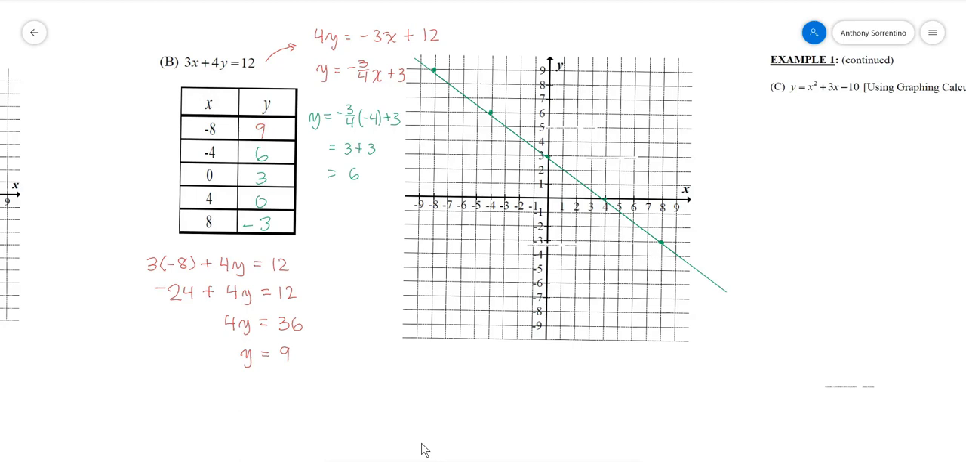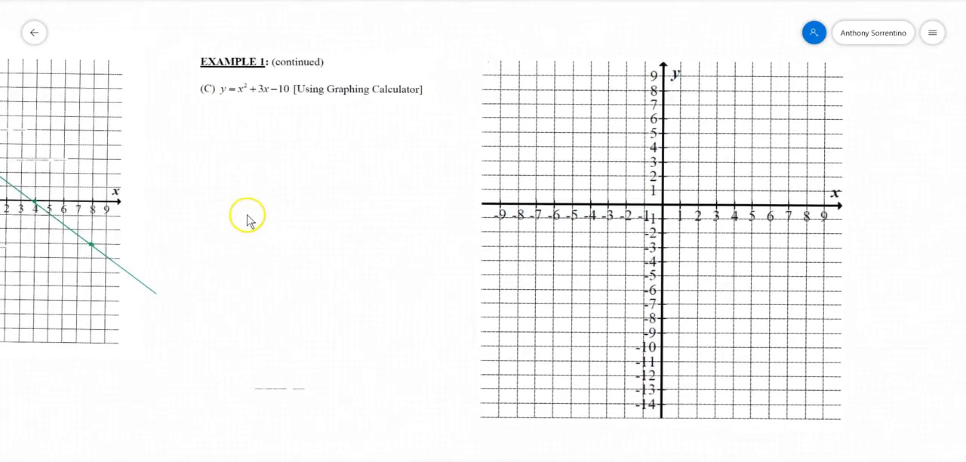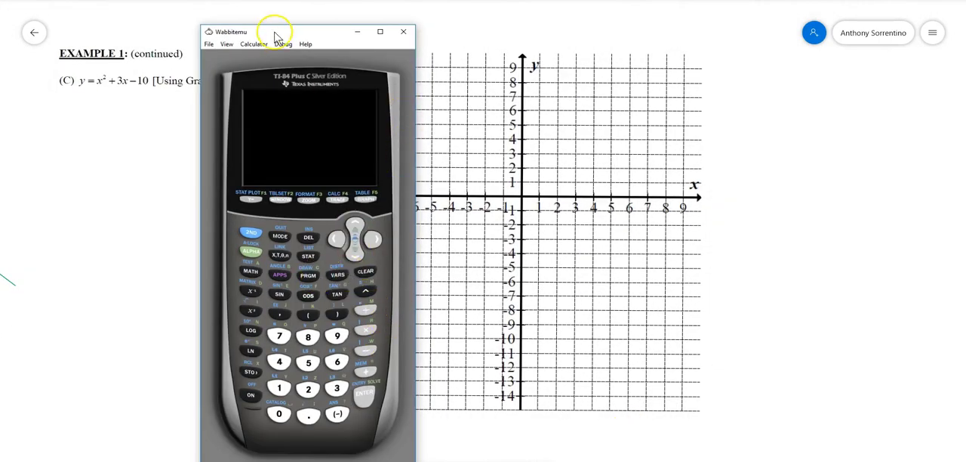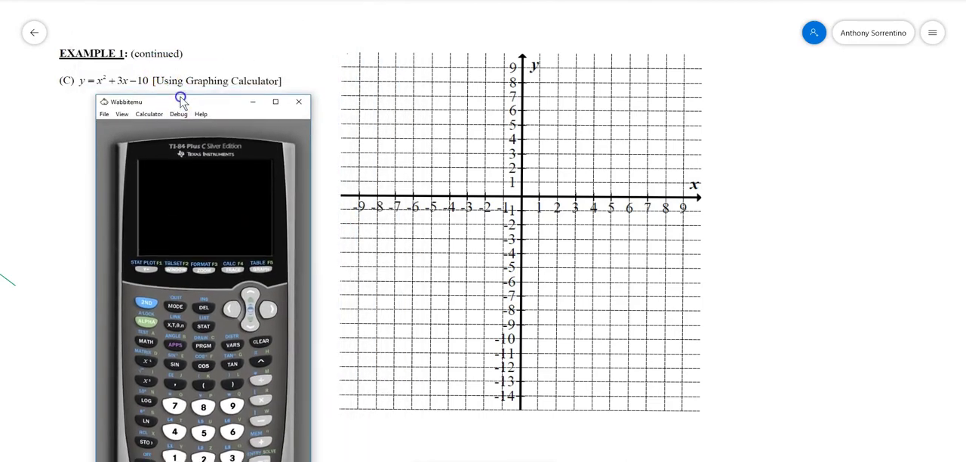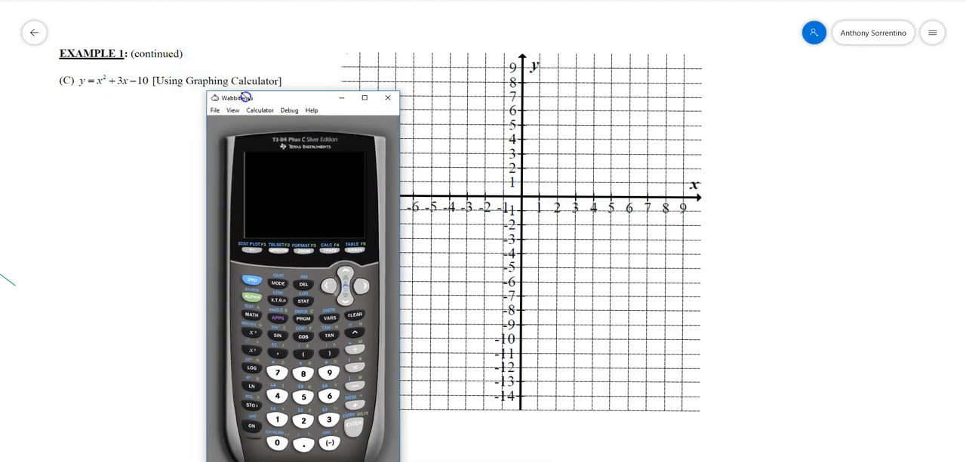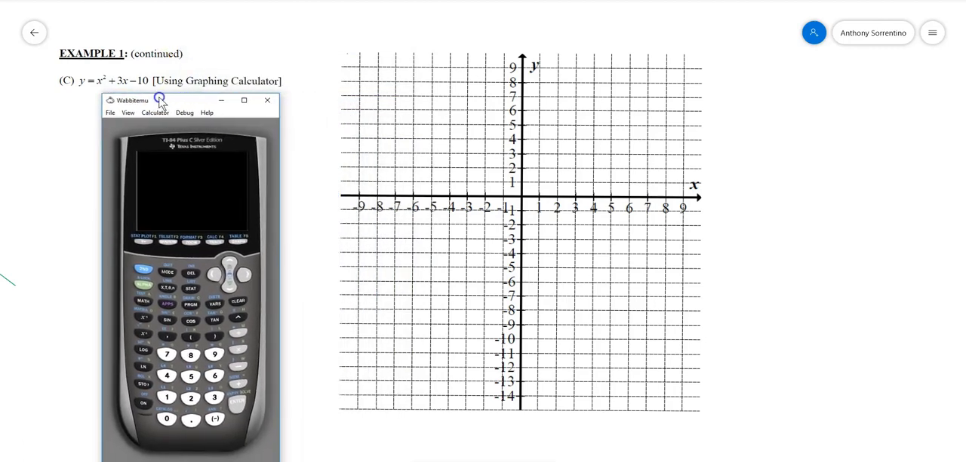But your calculator could also assist you, because with your calculator you can get an idea what it looks like, and then maybe focus on certain areas. So let's see how the calculator could do it. For our purposes, I'm just going to pull up a virtual version of the calculator, and maybe shrink it a little bit. There we go.